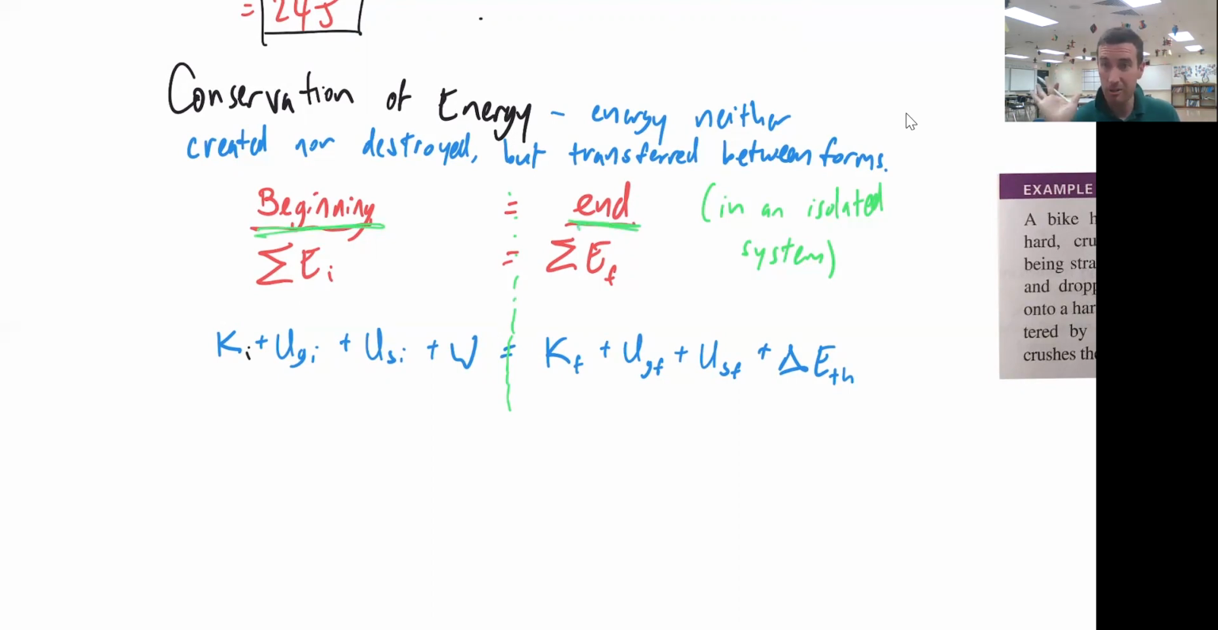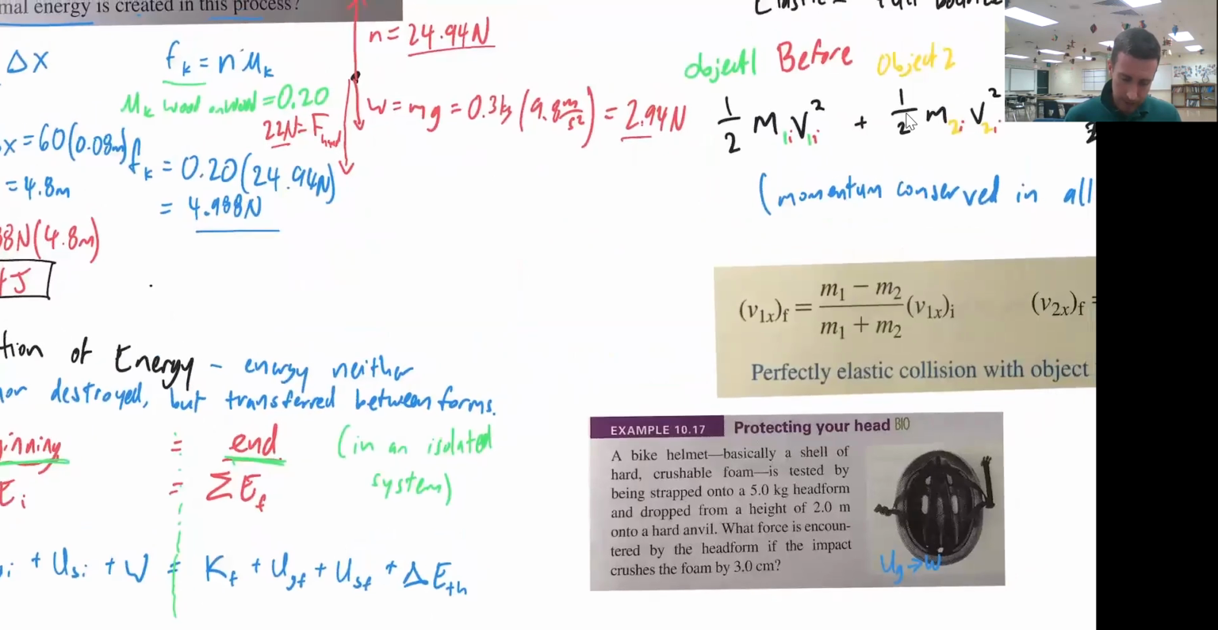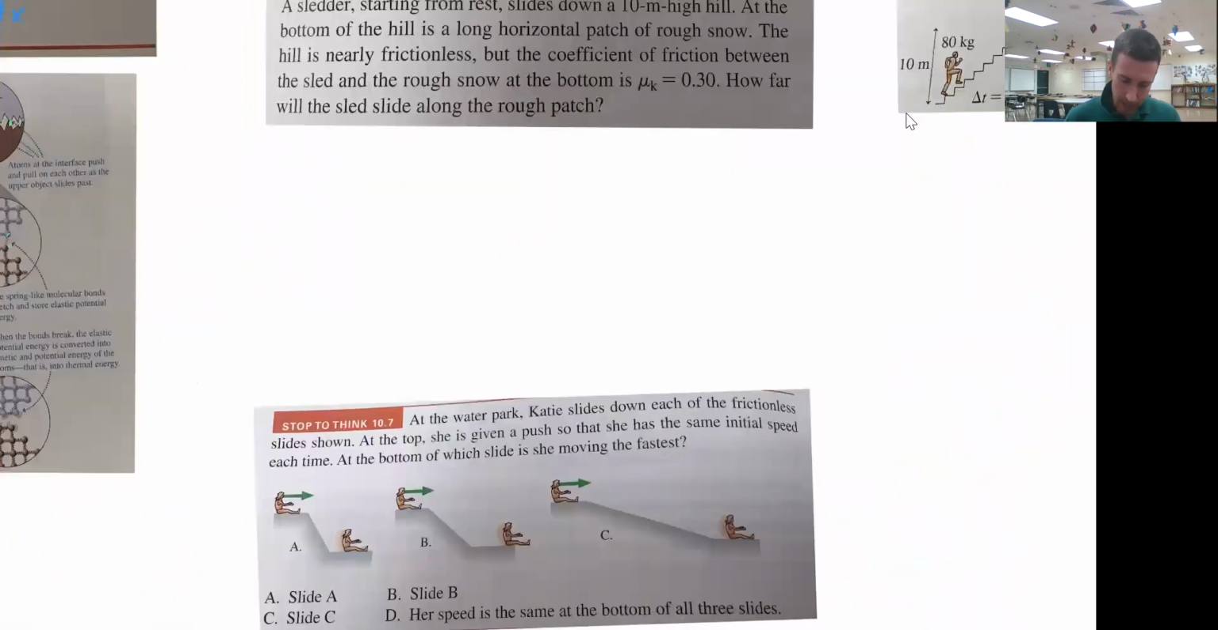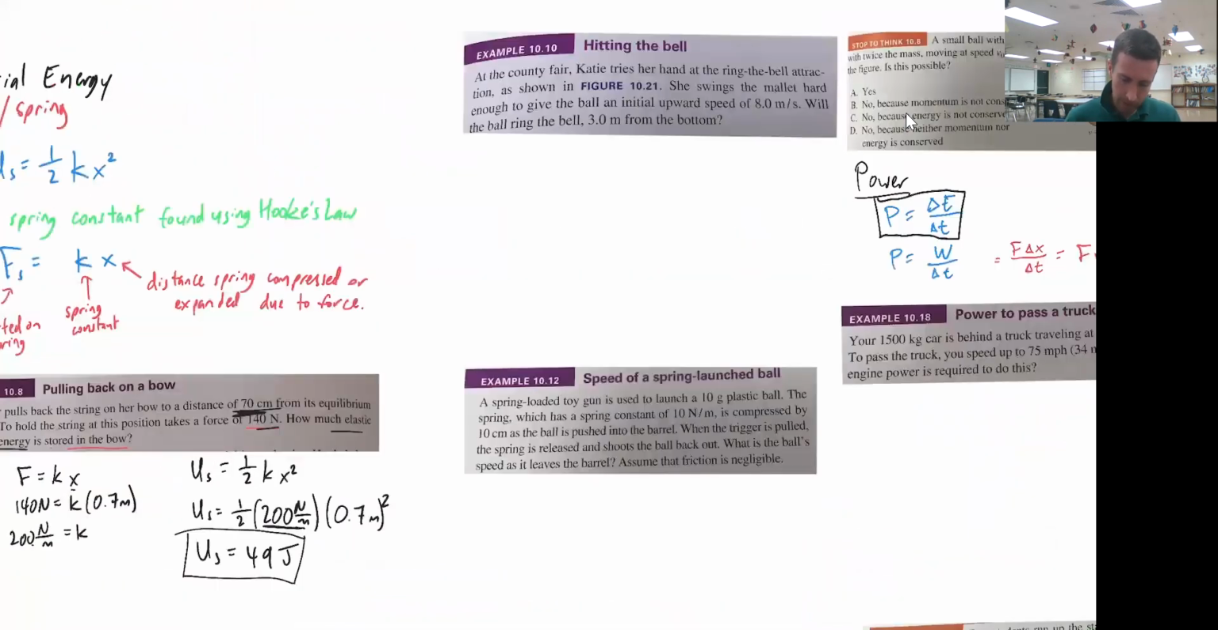Now, some of those are going to be zeros, right? Some at the beginning or some at the end will be zeros. So just pay attention to what did I start with, what did I end up with, and then make them equal. And that's the conservation of energy. So let's try that. Back up to the top. Here we go.